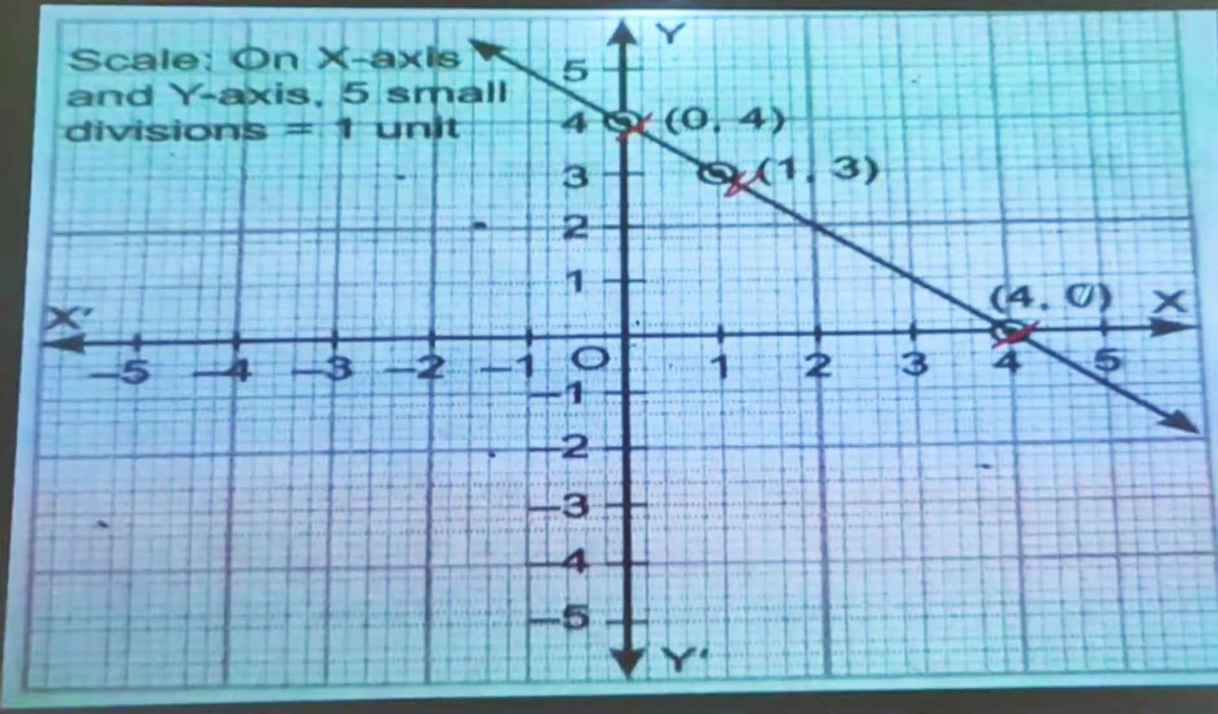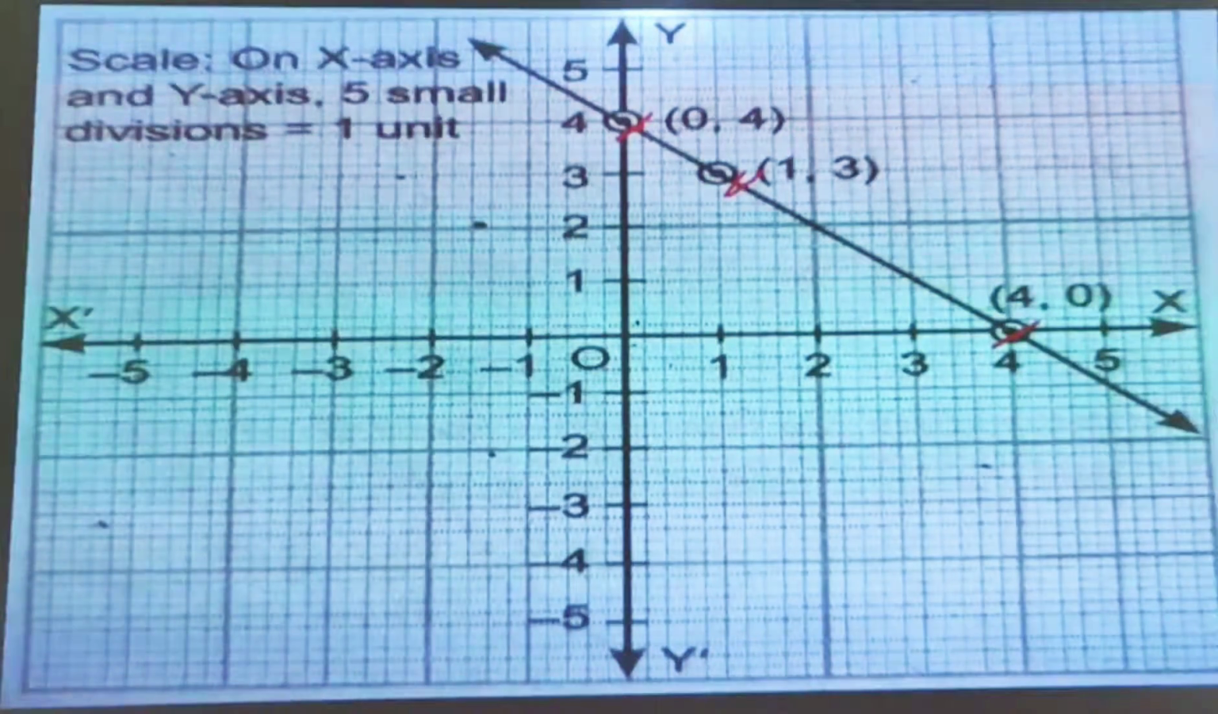In this way, after plotting the 3 points on the graph paper, we join the points and make a straight line. You can see we get a straight line. This is how to draw the graph of a linear equation.